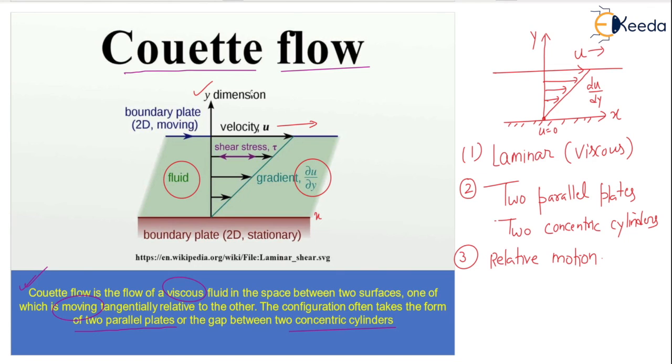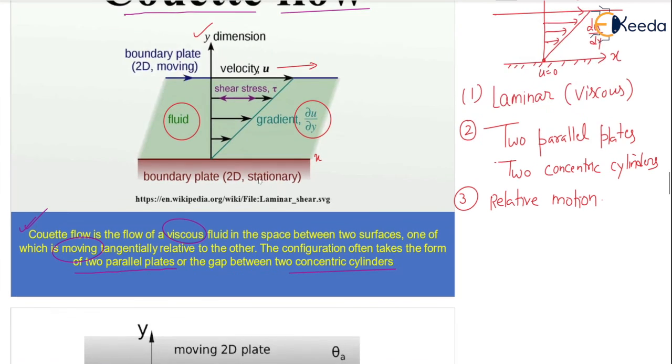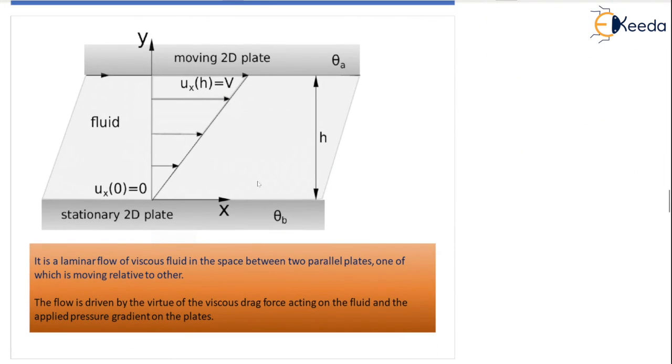Couette actually was the name of the scientist. He analyzed this type of flow, so the name is given as Couette flow. Let us see some more things about the Couette flow. As I told you, what are the important points? It is mentioned here. You can see it is a laminar flow. Correct? Laminar flow, viscous fluid in the space between two parallel plates, one of which is moving relative to the other.